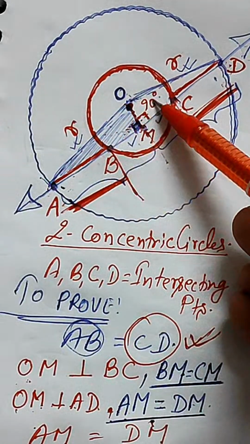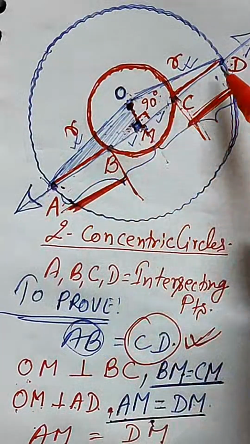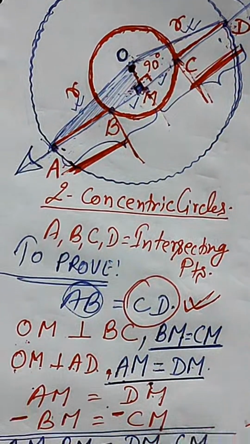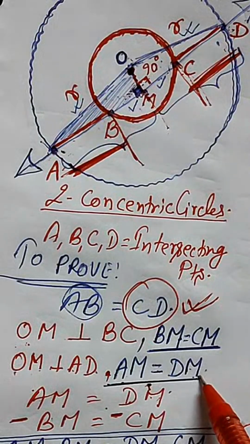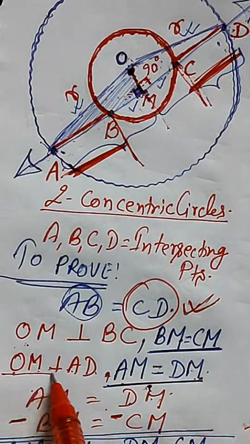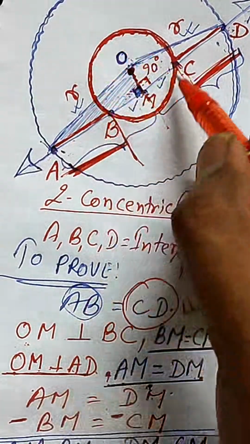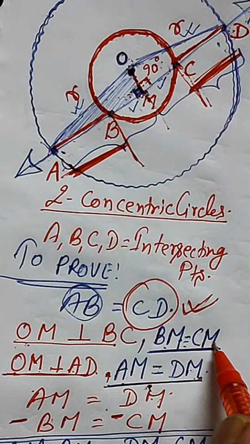Then after proving the congruency, we can say that AM is equal to DM. Let me show you here, AM equal to DM, right? That's why we have written OM after drawing OM perpendicular to AD. Similarly, it happens with the inner circle. When OM is perpendicular to BC, then BM equal to CM, right?